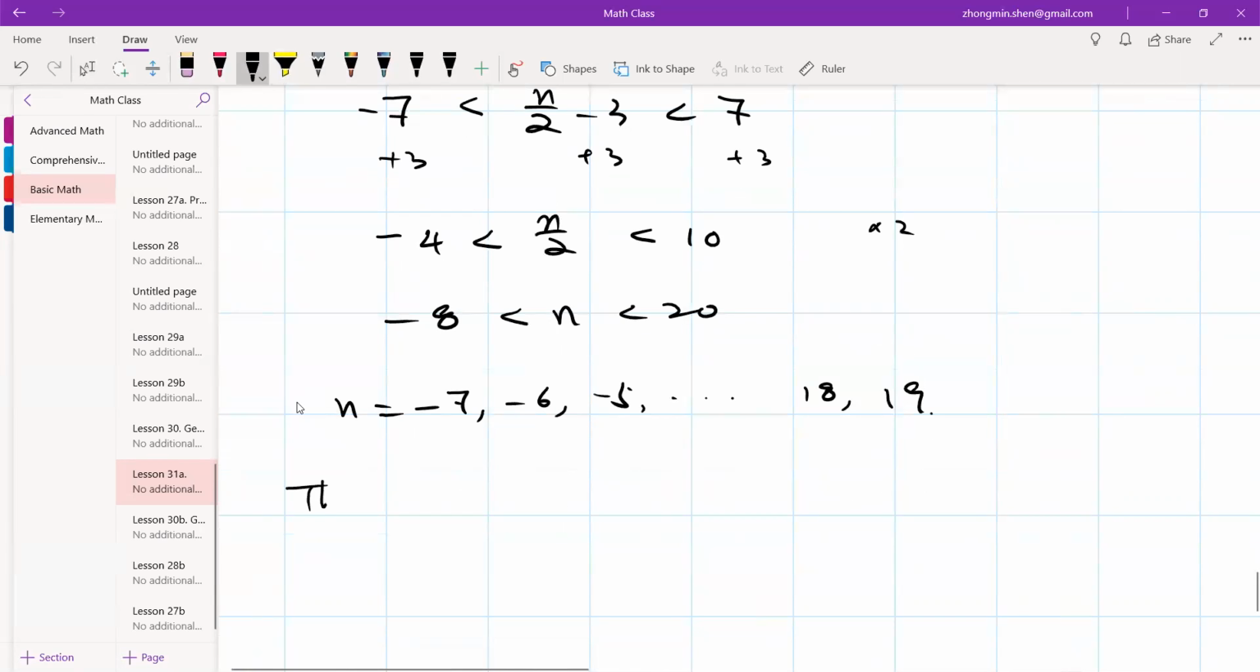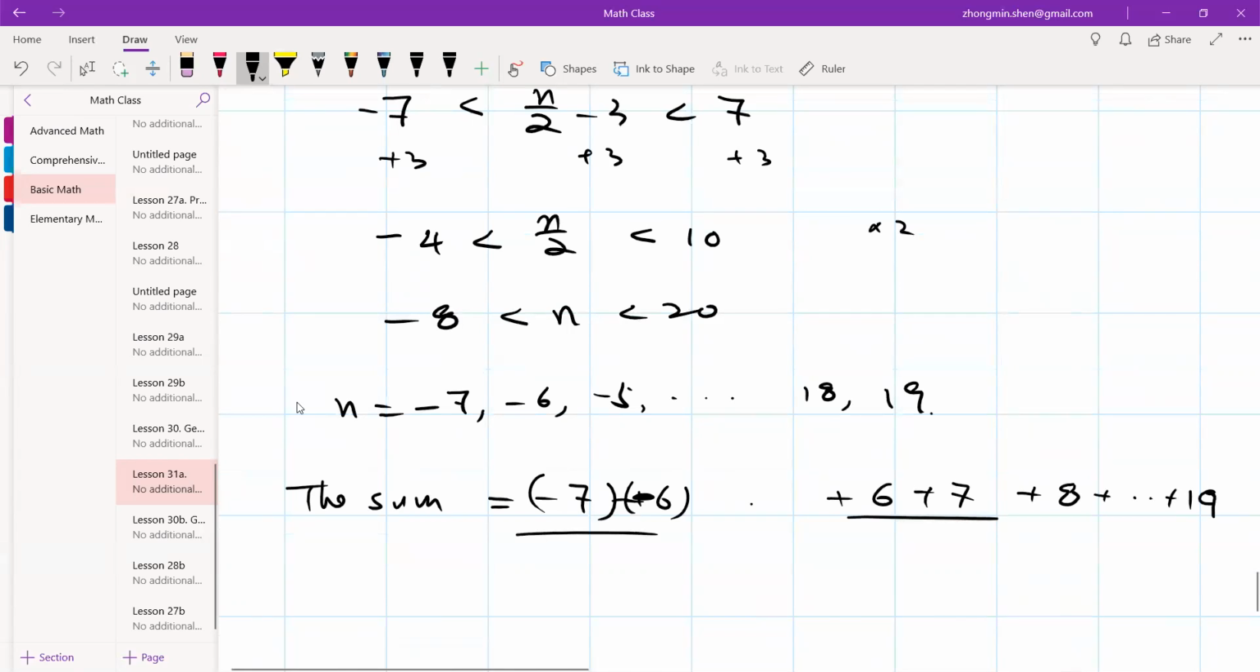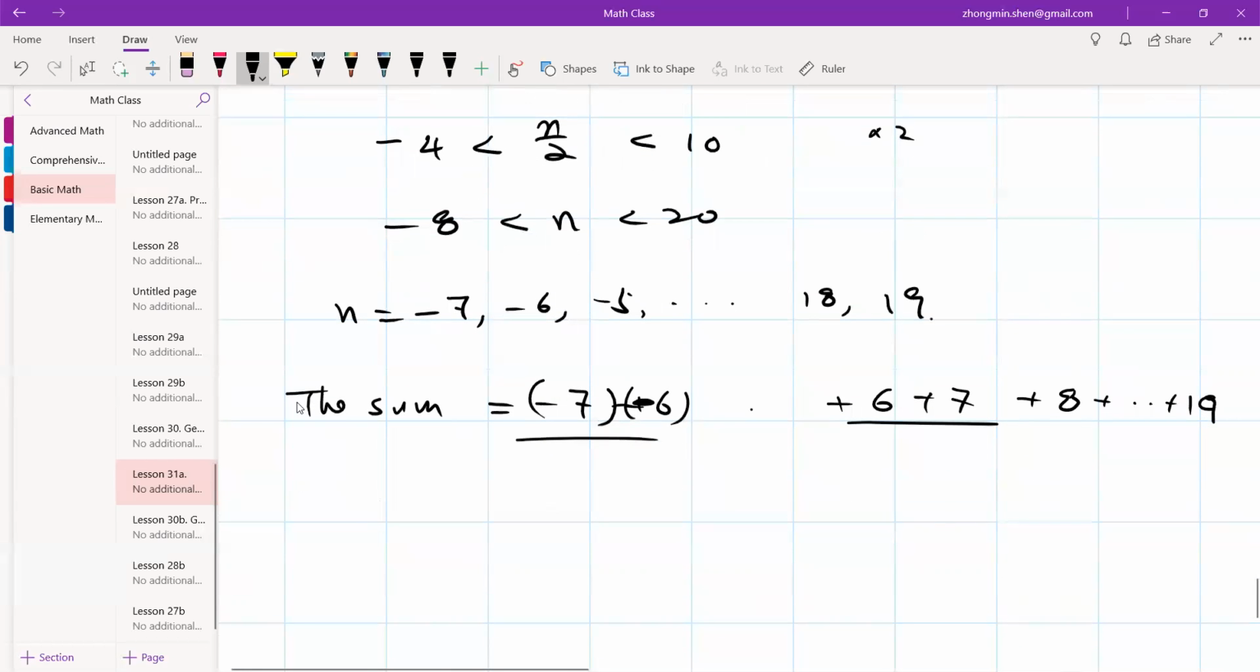I think if we add them together, the negative numbers and positive numbers cancel out, 6 plus 7. So you just need to start with 8 all the way to 19. Those will be canceled out by the symmetry, right? The negative 7 has positive 7 there. So actually it's just 8 plus 9 plus 10 all the way to 19. Now, how to add those numbers together?